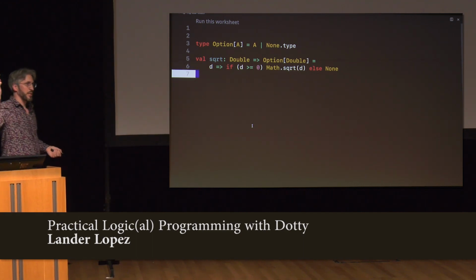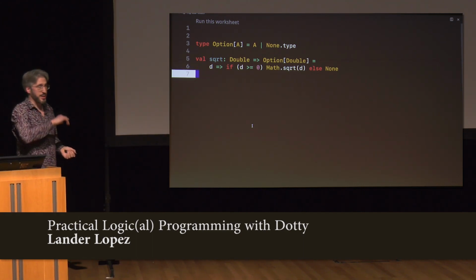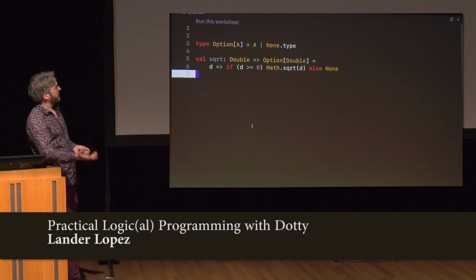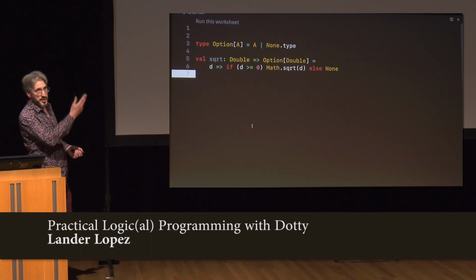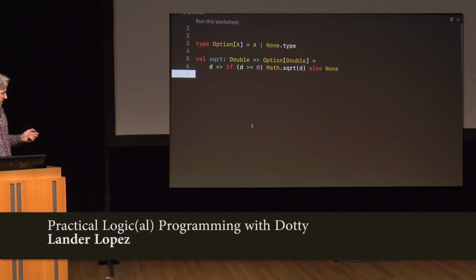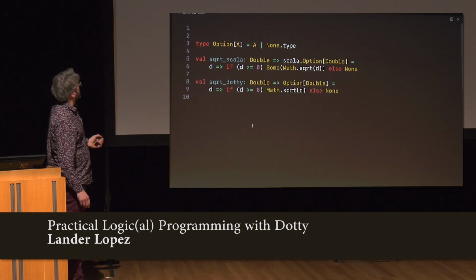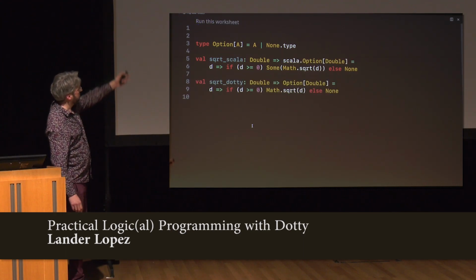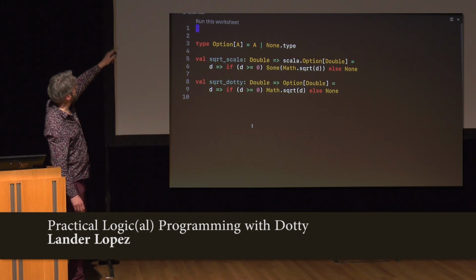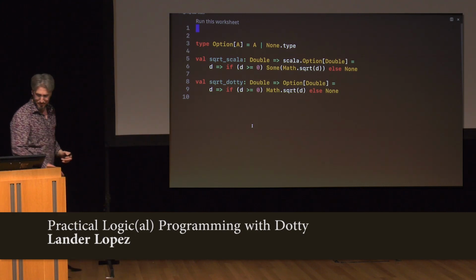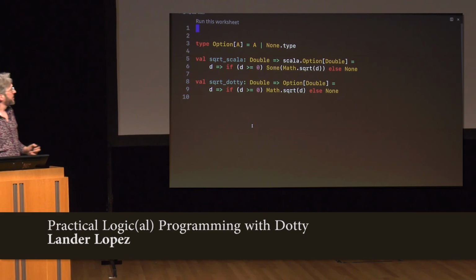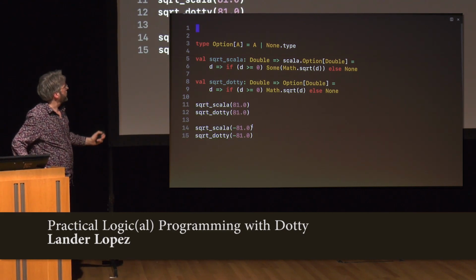The None again is the same object as you would have in Scala 2, but the square root is just a double. And so let's see side by side: you see Some in the square root in Scala, and square root in Dotty. And yeah, well, let's keep going.